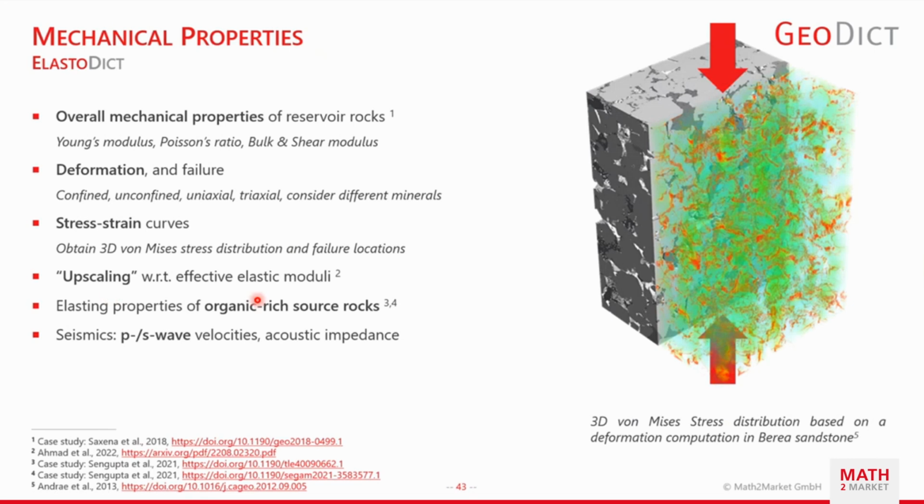Then there's something about upscaling you can do for elastic properties, which is published by Stanford University. There's something about elastic properties of organic-rich source rocks, which again brings us down to nano-resolution scans. There's published data. And there's also what you can do if you have the effective stiffness. You can also compute P and S wave velocities and acoustic impedance using the correct equations with the GeoDict results. We're looking into getting that validated right now.